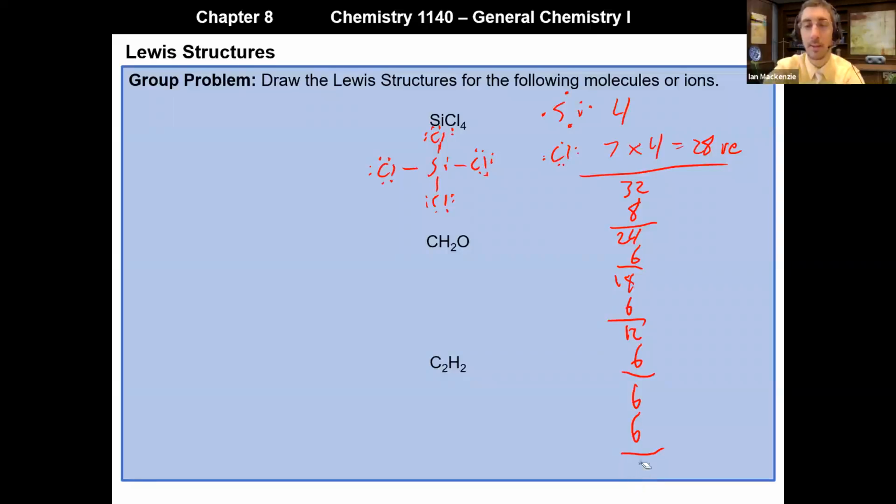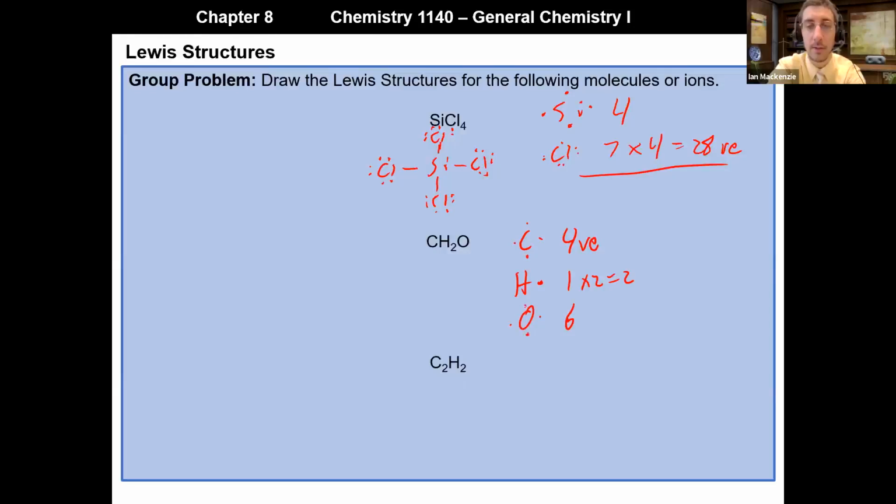Let's move to the second example here. So carbon, we already know, has 4 valence electrons and a valence of 4. Hydrogen has just 1, so there's 2 of them. Oxygen has 6, there's just 1 of it. Carbon has a valence of 4, so it goes in the middle. And then each of the other elements go around it: oxygen, hydrogen, hydrogen.